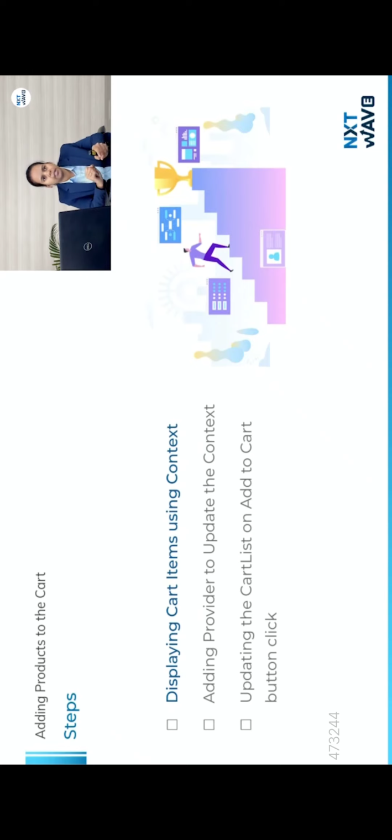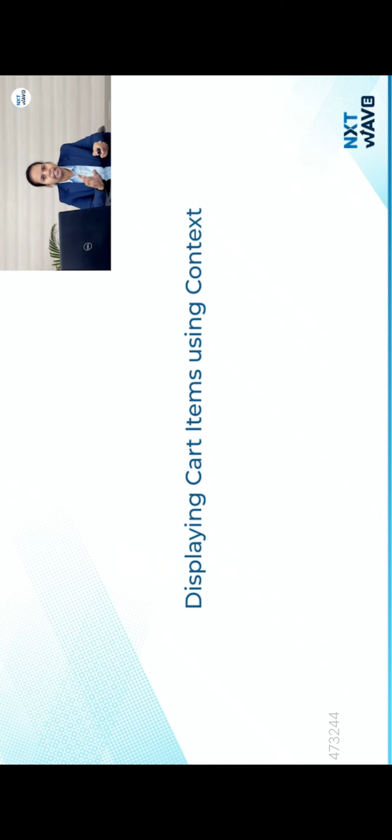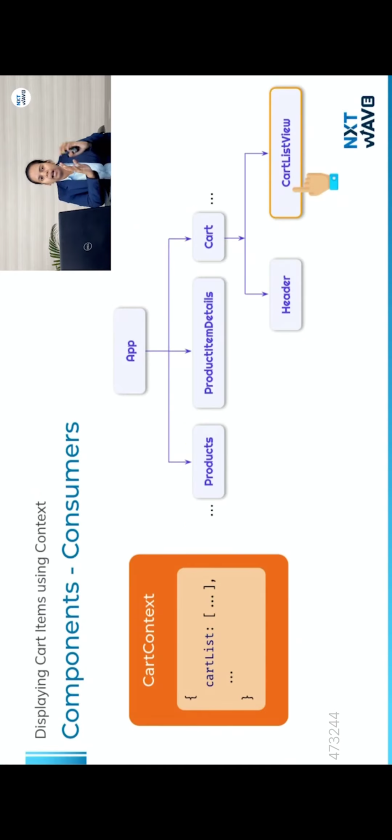Let's start with the first step, that is displaying the cart items using the context. In the cart context, we have the cart list. And now in the cart route, we have to display the cart items based on this cart list in the context. Clear? So where are we displaying the cart items? In the cart list view component, right? We understood it while we were going through the initial code. In the cart list view component, we are iterating over the cart list and displaying the cart items. Now, the cart list should be from the context.